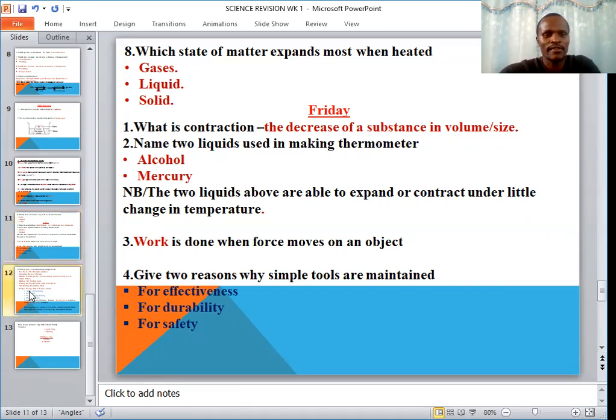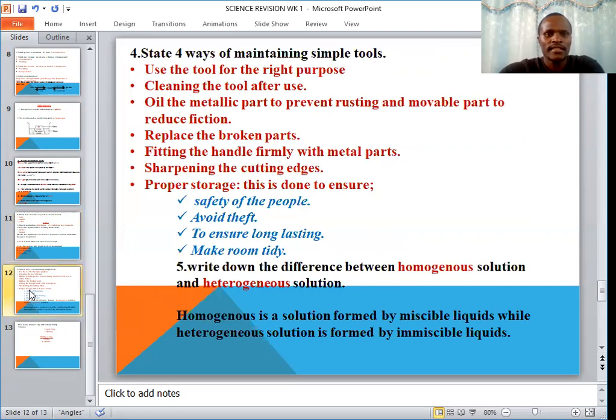Let's look at question number 5. State 4 ways of maintaining simple tools. I've given you several ways. One, use the tools for the right purpose. Clean the tools after use. Oil the metallic parts to prevent rusting, and also oil the movable parts to reduce friction, because you know that friction is causing wear. So to avoid that wearing of tools, ensure that the movable parts are well lubricated. Replace the broken parts, fit the handle firmly with metal parts, sharpen the cutting edges, and then proper storage.